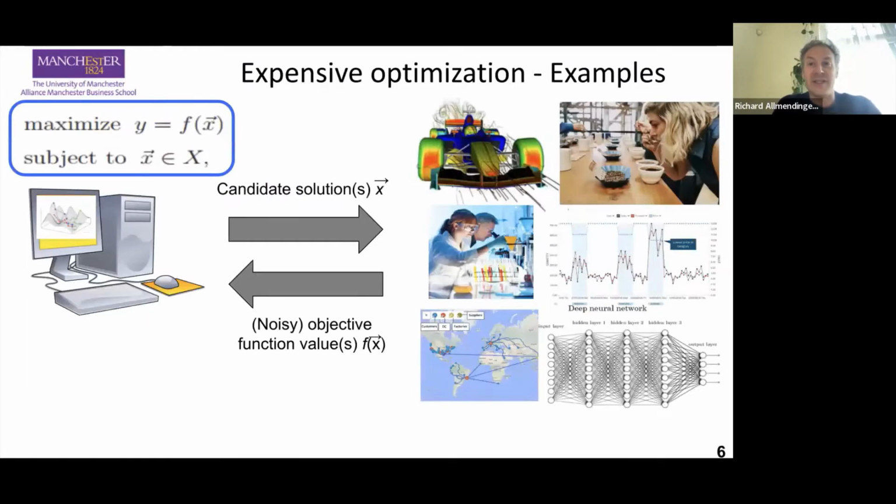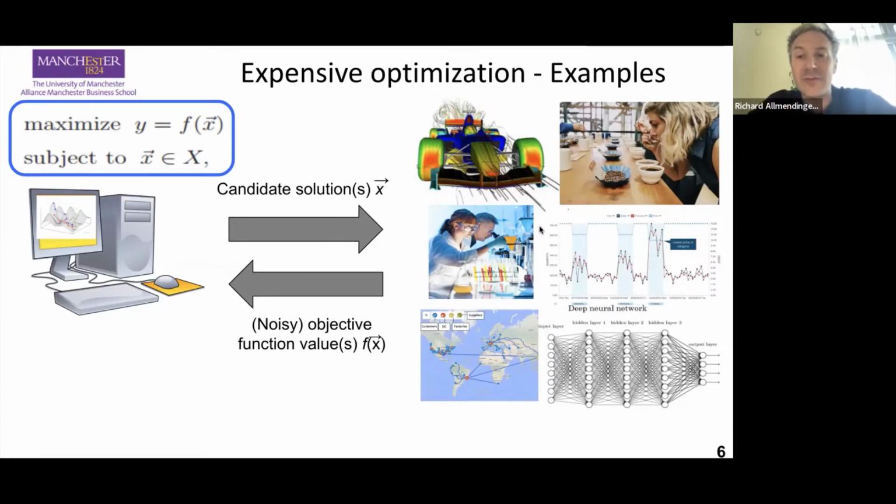So in expensive optimization, that's the situation we're having. We typically have a computer on which an optimization algorithm is running, and the algorithm optimizes a problem like this one. This is the formal definition of a problem, where f(x) is your objective function, x is your vector of decision variables, and capital X is your feasible search space. Then the computer suggests a solution x to be evaluated.